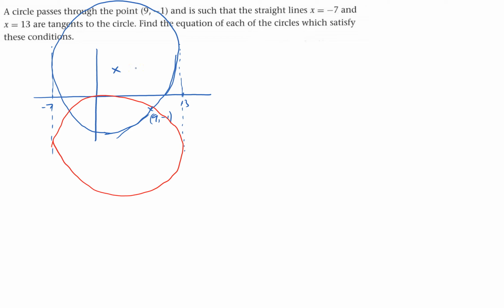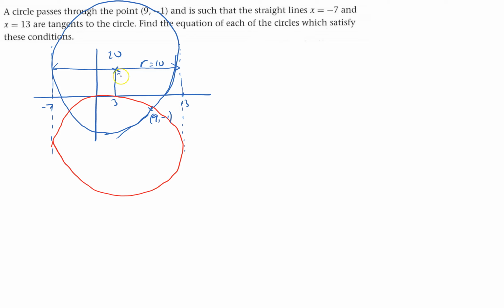And it must have the midpoint there. And we know that the diameter of the circle, pretty obviously, goes from minus 7 to 13. The diameter is 20, and therefore the radius equals 10. So it gives me part of it. And we actually know more about it, because that's the midpoint, and so that must be 3, halfway between minus 7 and 13.